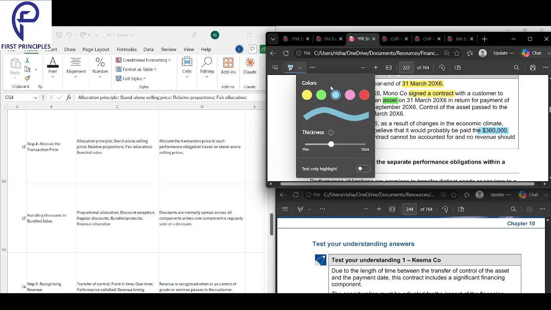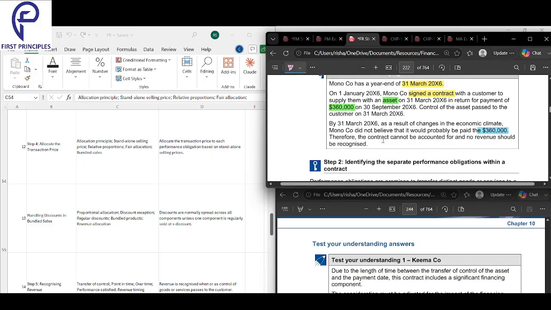Why should no revenue be recognized? Because no money can be realized. If you think that you cannot get the money from the customer, don't recognize the revenue.